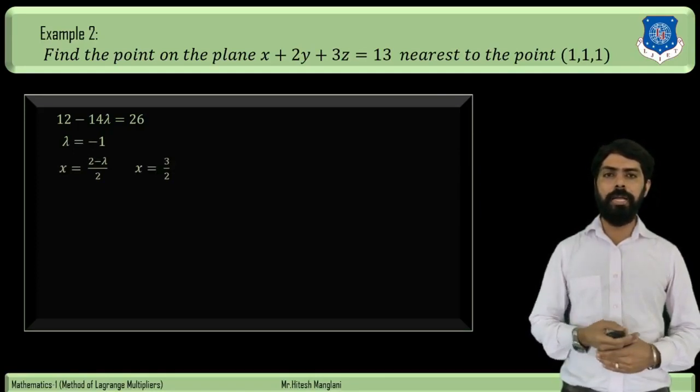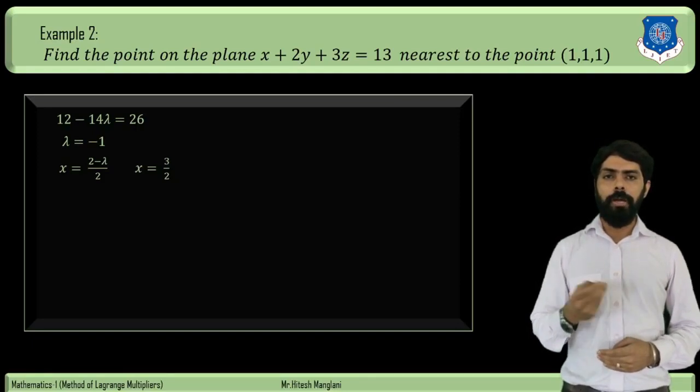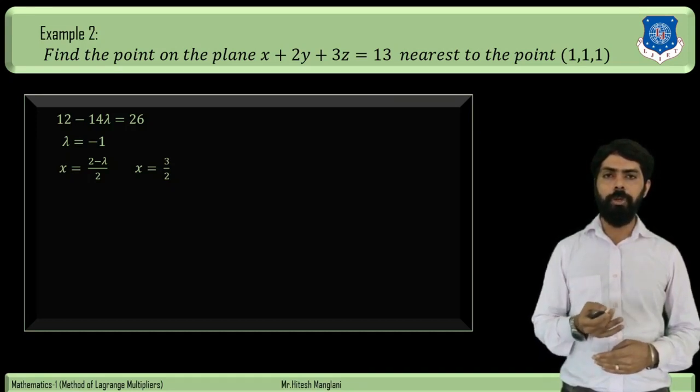Now as we know that x is equal to (2 minus lambda) divided by 2, and the value of lambda is minus 1, so we will put the value of lambda in this result. Therefore x is equal to (2 plus 1) divided by 2, so it will be 3 by 2. So the answer for x is 3 by 2.